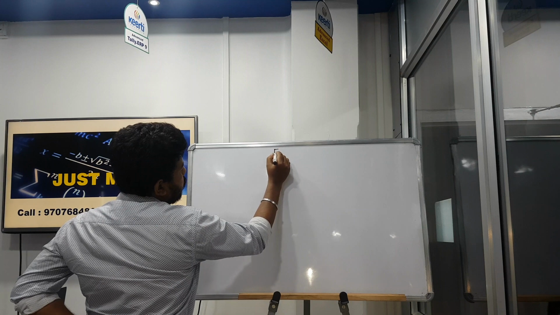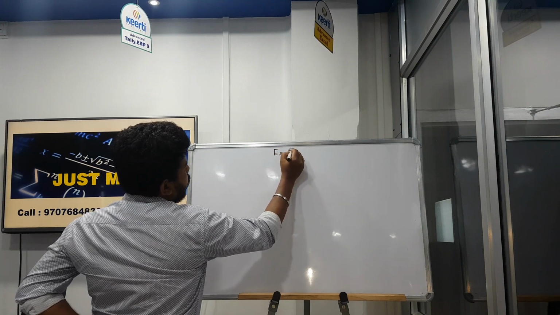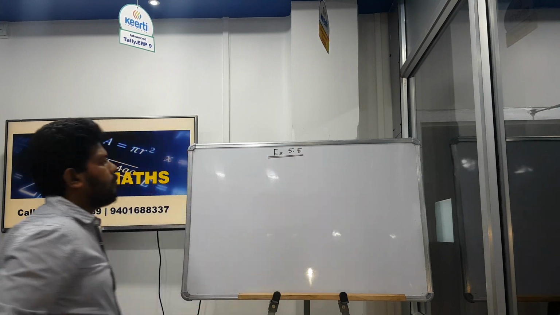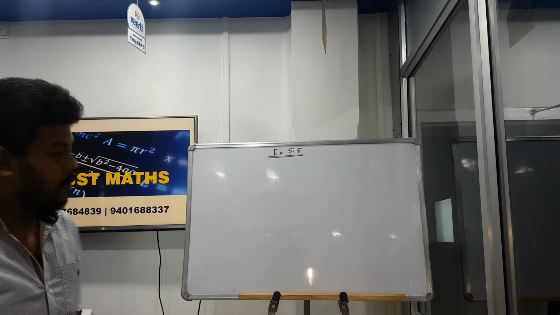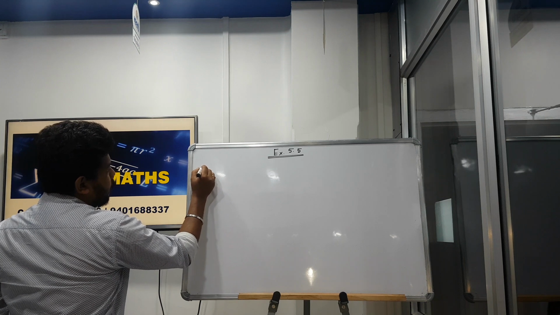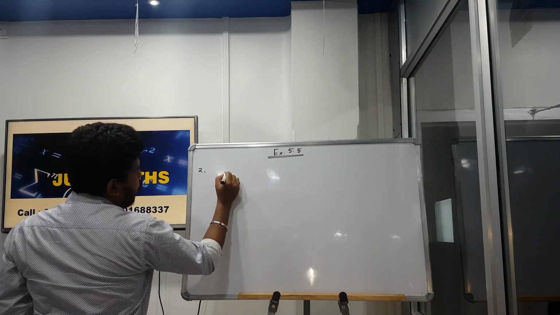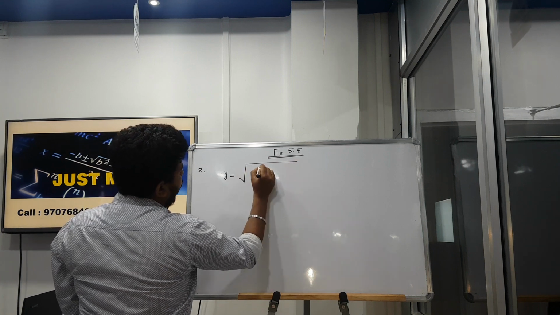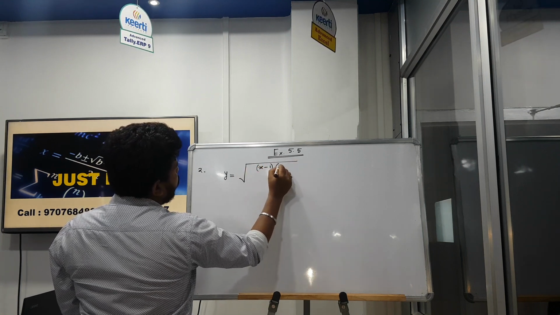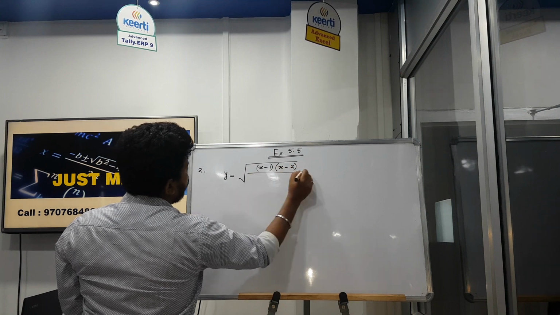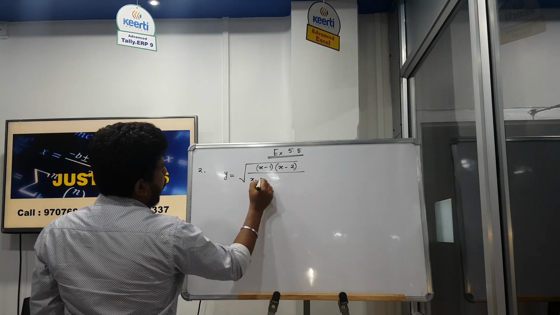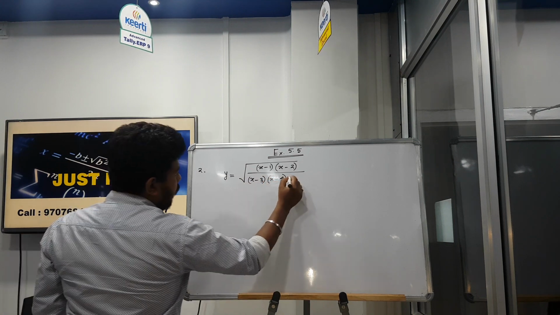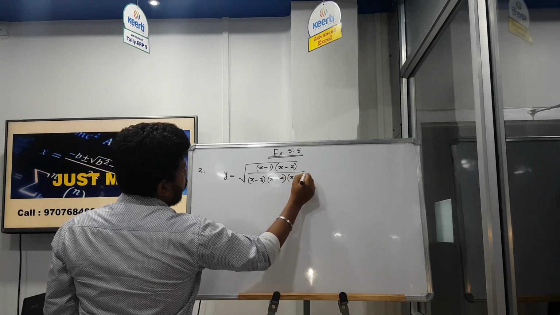Exercise 5.5, number 2. y is equal to square root of (x minus 1)(x minus 2) divided by (x minus 3)(x minus 4)(x minus 5).